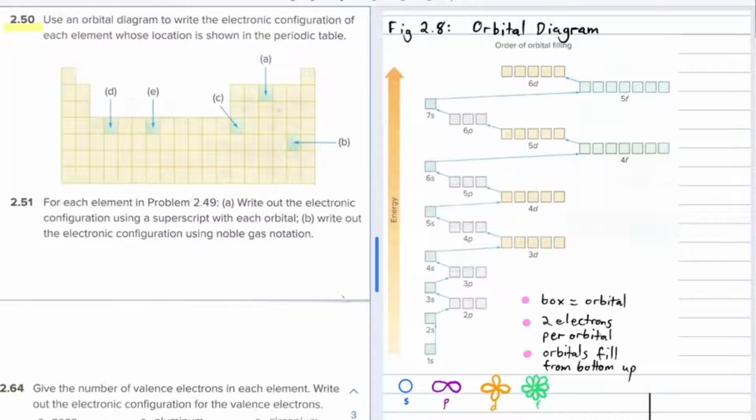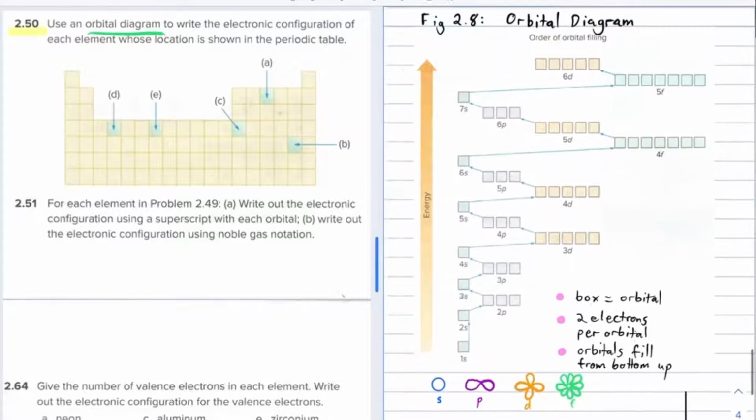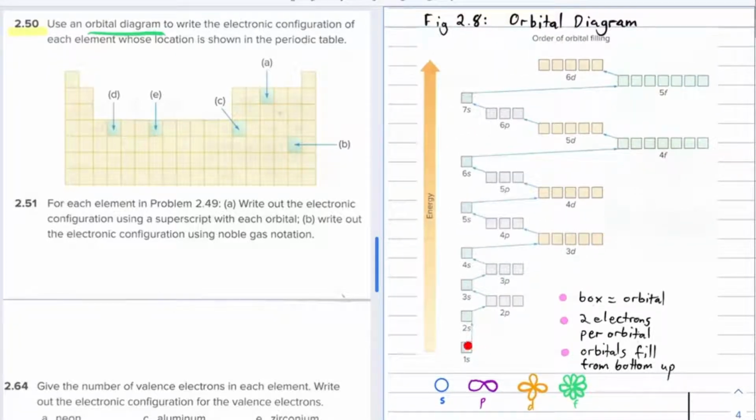Now the orbital diagram that this problem mentions is actually Figure 2.8 in the textbook. So this figure has a bunch of boxes in it, and each box is connected with an arrow. The arrows go in this direction. You start at the bottom, and there's an arrow that leads to this box, and an arrow that leads to that box, and an arrow that leads to that box.